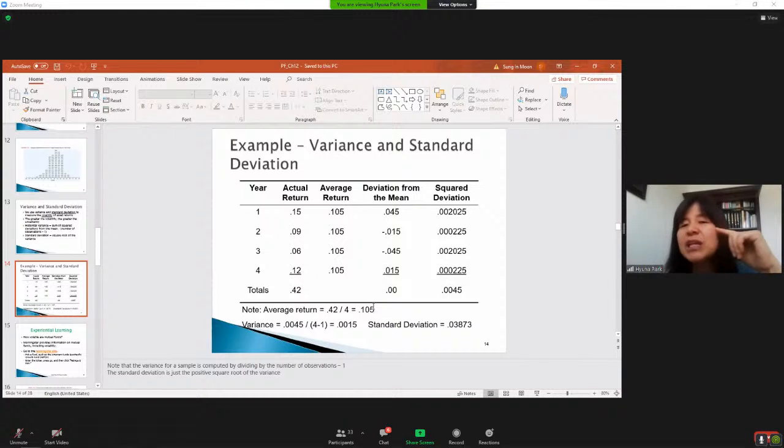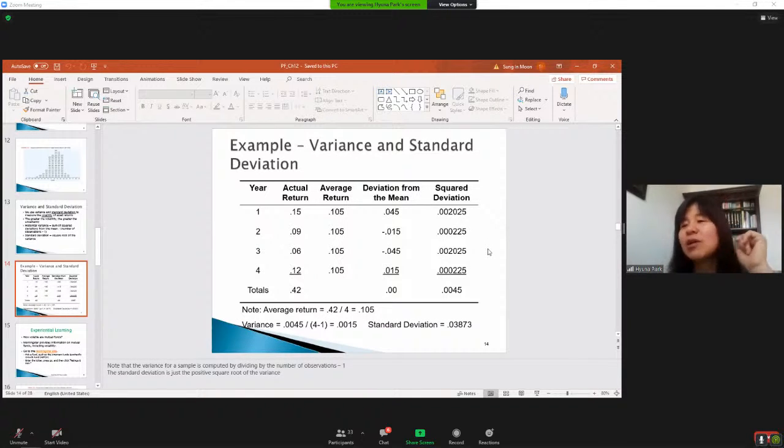So we need to calculate the deviation from the mean. The mean is 10.5% and the first year return is 15%, so 4.5% is the deviation from the mean, and we need to square it, and we do the same for all and add all. I strongly recommend you use decimal, not percentage, in this kind of calculation. It's easier to handle decimal.